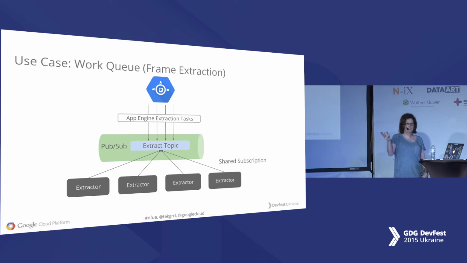One was log extraction, which we're not going to talk about. The next one was frame extraction. So we need to get these videos, and we need to extract the appropriate frame from each one of the videos. And for this, we'll be pushing messages onto an extract topic. This is from the notification processor. Then the extractors will go and pull messages from that topic and process the video appropriately.